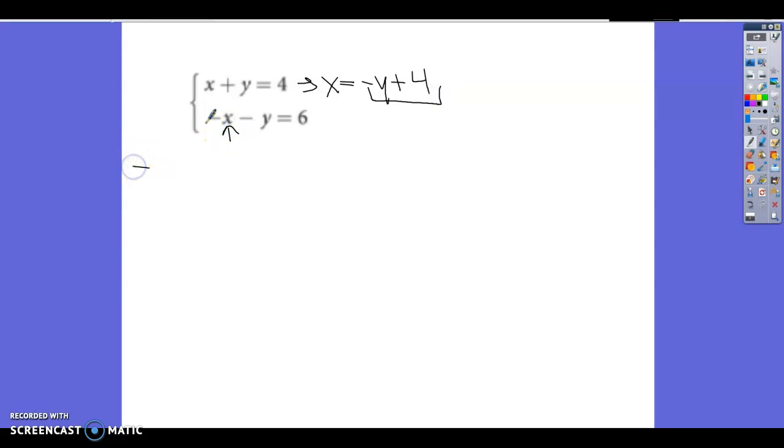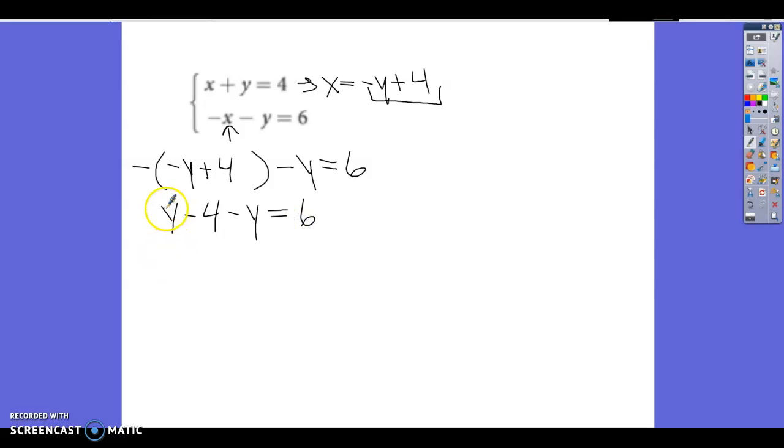So we have negative whatever x is. So x is now negative y plus 4. See how I put the parentheses too? Because we're going to have to distribute that negative sign to all of x. And then minus y equals 6. Now distribute the negative. So that's going to be plus y minus 4 minus y equals 6.